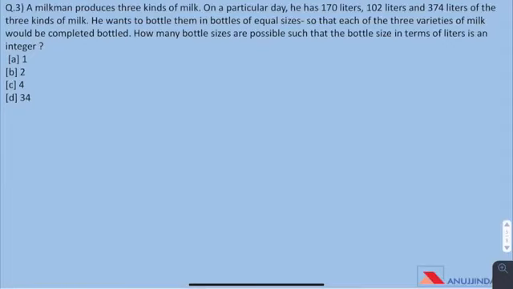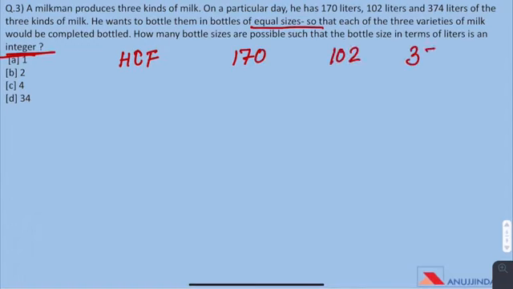And this is the number which leaves remainder 2 when divided by all of them. Question 3. A milkman produces 3 kinds of milk. On a particular day, he has 170 liters, 102 liters and 374 liters of the 3 kinds of milk. He wants to bottle them in bottles of equal sizes so that each of the 3 varieties of milk will be completely bottled. How many bottle sizes are possible such that the bottle size in terms of liter is an integer? As per the question, we have to find the HCF of 170, 102, 374.